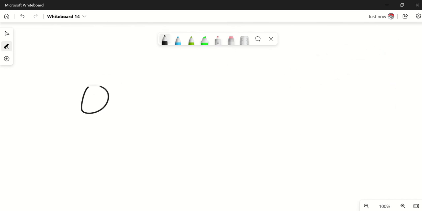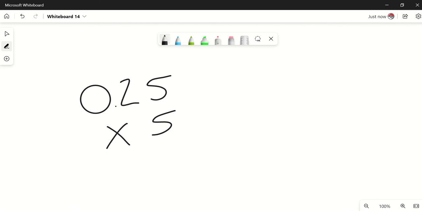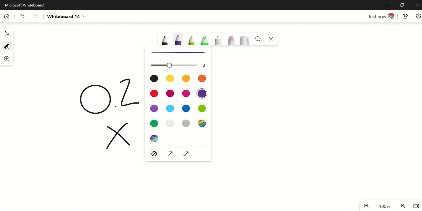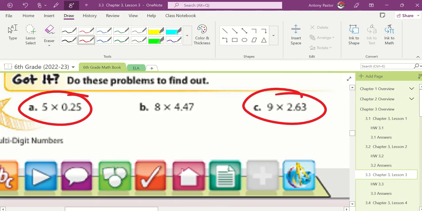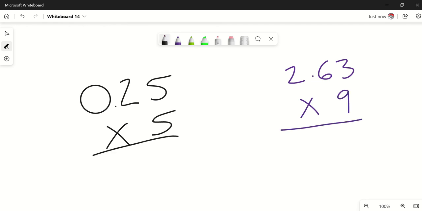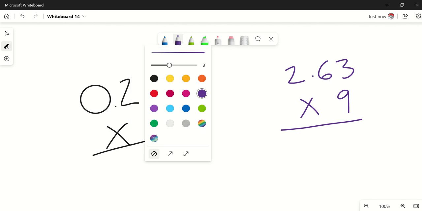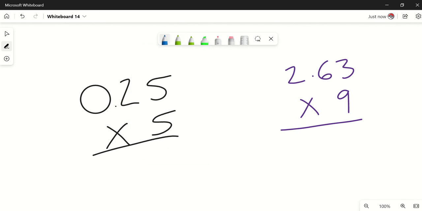0.25. And if I do remember correctly, we're multiplying it by 5. I just want to double check that I'm writing the right thing. Then we'll write the next problem over here, which will be 9 times 2.63. 2.63 is the longer number, and we're multiplying it by 9. We're going to pick 2 different colors. We'll do blue on this side, and light green on the other.